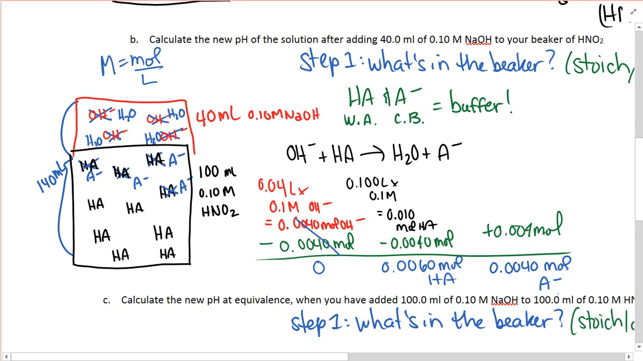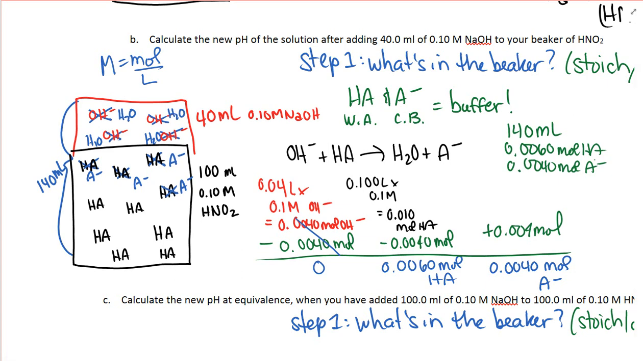Okay, so if we think about what's in my beaker, it's a buffer. It's a buffer with a volume of 140 mL, and it contains 0.0060 moles of HA and 0.004 moles of A minus. So I've just done all this work, and I still have not figured out the pH yet, right? I'm still on step 1, just figuring out what is in my beaker. So now let's try and use that to figure out what the pH of this solution is.